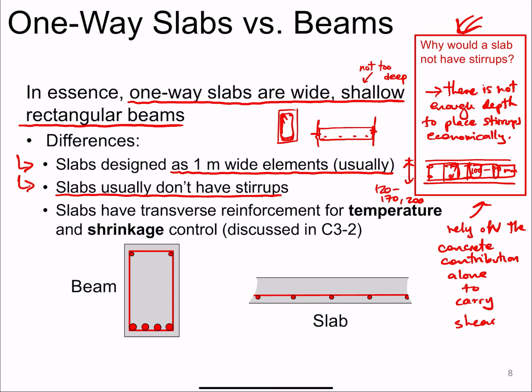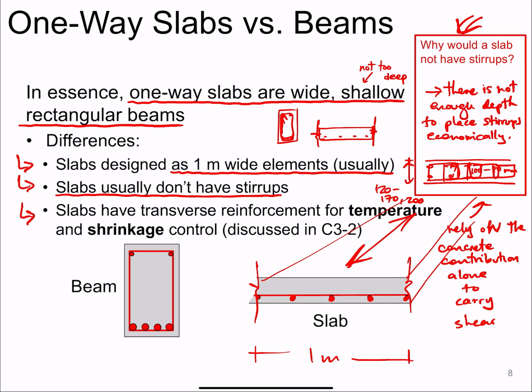Slabs will have transverse reinforcement for temperature and shrinkage control. We are going to prevent excessive cracking in our slabs if we put in our transverse steel. So imagine you have a 1 meter wide strip of slab. This is my 1 meter strip design, and then you see this. This is the longitudinal reinforcement. This is what we are going to learn how to place. This steel goes in the direction of the loads. But you see this bar? This red line is a rebar that goes in the transverse direction. Well, that is intended to take temperature and shrinkage.